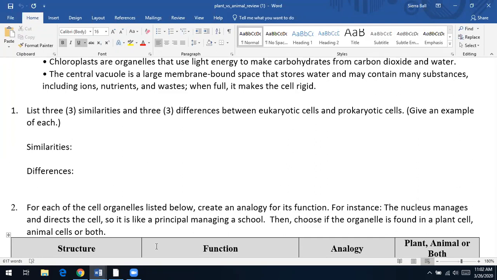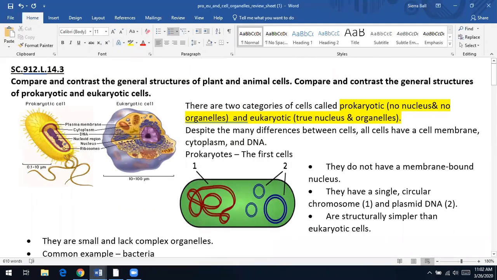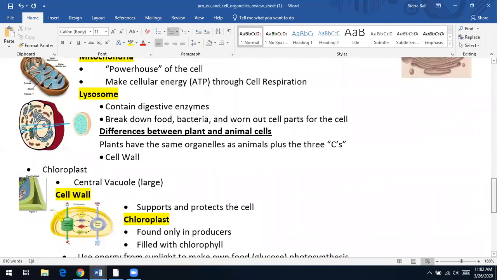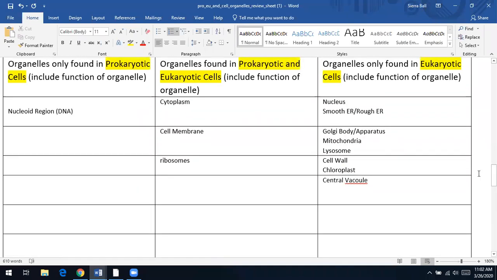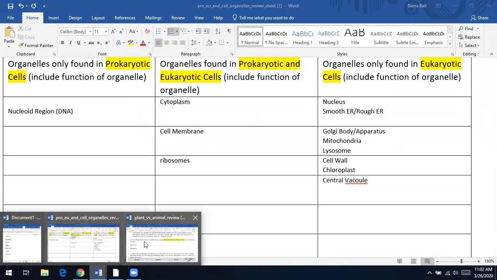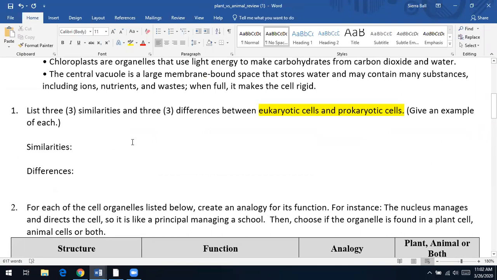All right, so question number one, you just did this on the last page, so you shouldn't have any issues with answering on this one. It says, list three similarities and three differences between prokaryotes and eukaryotes. So I'm just going to go back and look right here at this chart, okay? So give me three similarities between the two.